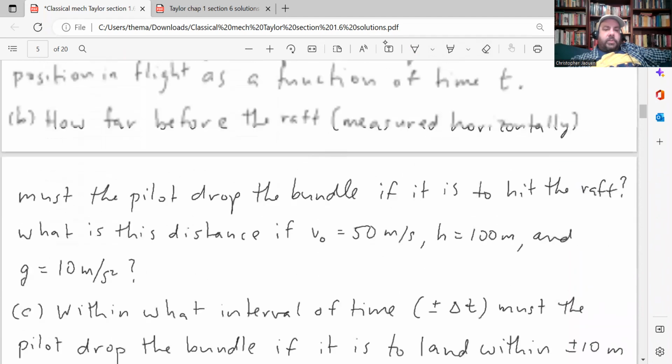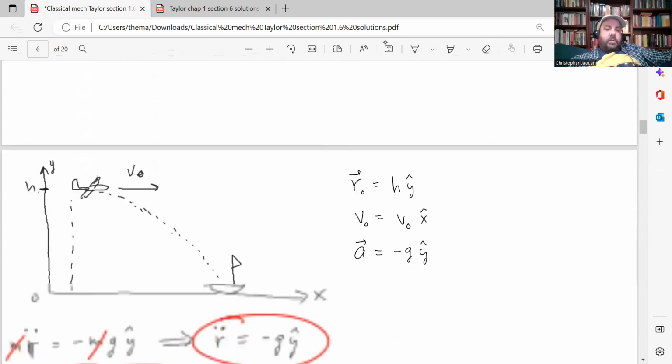Let's look at what they want us to do for part B. Part B says, how far before the raft, measured horizontally, must the pilot drop the bundle if it's to hit the raft? And then they're giving us some actual values for v0, h, and g. So they're saying the initial velocity of the airplane is 50 meters per second, which will be the same as the initial velocity of the bundle. The initial height is 100 meters, and g is 10 meters per second squared. Right, so let's do that.